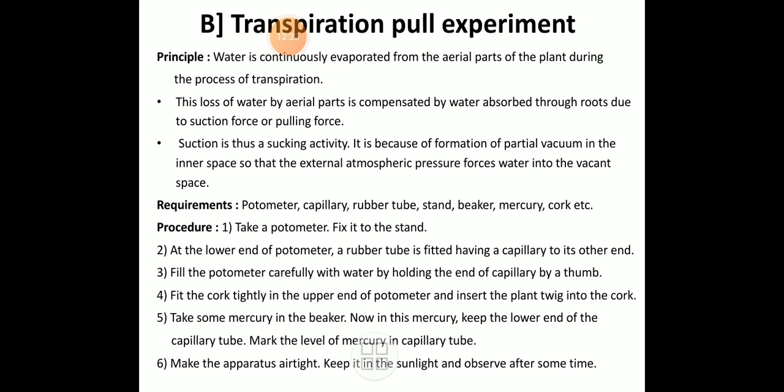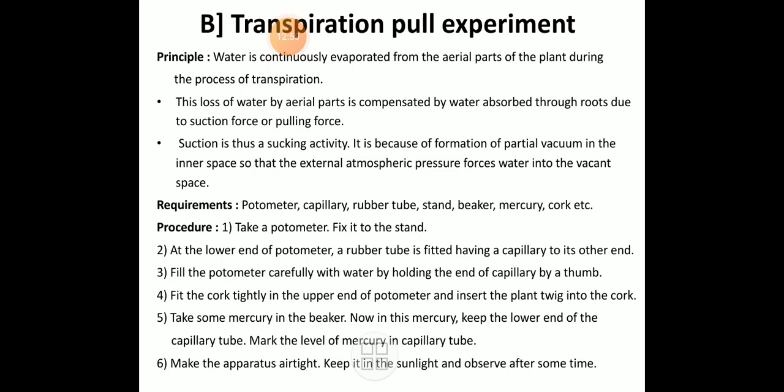In this transpiration pull experiment, what we have to do is, we have a potometer that is to be fixed to the stand. At the lower end of the potometer, we have to fit the rubber tube, but that rubber tube has a capillary tube at its other end, isn't it? Now, fill the potometer carefully with water by holding the end of the capillary with a thumb. Fit the cork tightly in the upper end of the potometer and insert the plant twig into the cork.